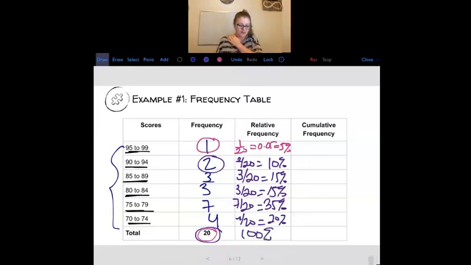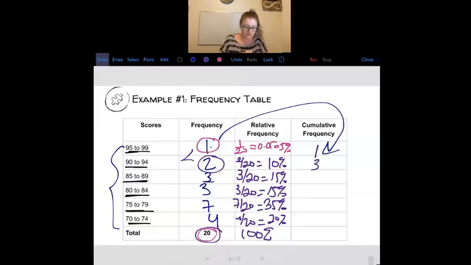Okay, so the cumulative frequency now is the sum of that category and any preceding category. So for the first row, the cumulative frequency is just 1. It's that category plus any preceding categories. For the second row, we add the frequency of that category plus the preceding category. So this would be 3. We would keep going. Third row would be 1 plus 2 plus 3, which is 6. This fourth row would be 3 plus 3 plus 2 plus 1, which would be 9.